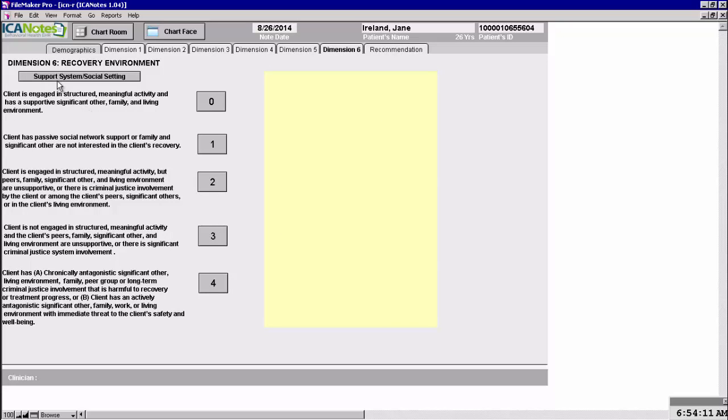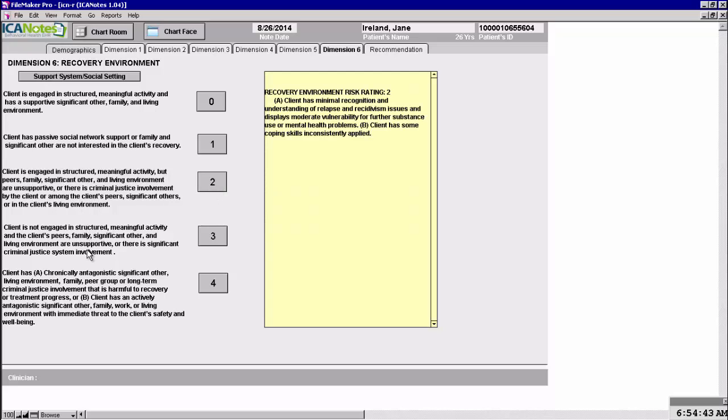Under Dimension 6, this is a support system, social setting, kind of a scale. And let's see here. For example, number 2 is right here in the middle. Patient is engaged in a structured, meaningful activity, but peers, family, significant others, and the living environment are unsupported. Or there is criminal justice involved by the client, or among the client's peers, significant others, or in the client's living environment. So let's say that this patient is hanging out with a bad gang of peers, so I can go ahead and put that down. Of course, we have other options down here as well.